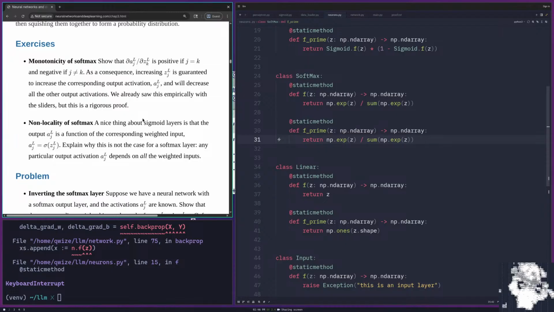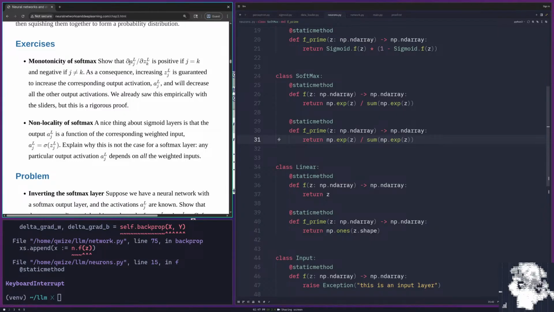Exercises. Monotonicity of softmax. Show that the derivative of AJ with respect to ZK is positive if J equals K and negative if J does not equal K. As a consequence, increasing ZJ is guaranteed to increase the corresponding output activation AJ and will decrease all other output activations. We already saw this empirically with the slider, but this is a rigorous proof. So I'm not super interested in rigorous proofs, but I think this is kind of easy to do.